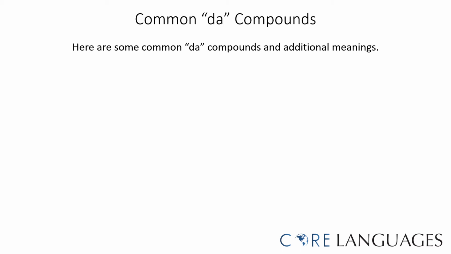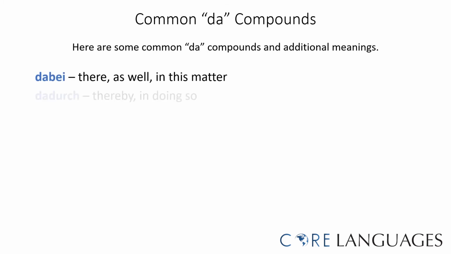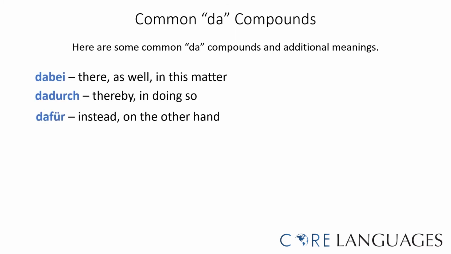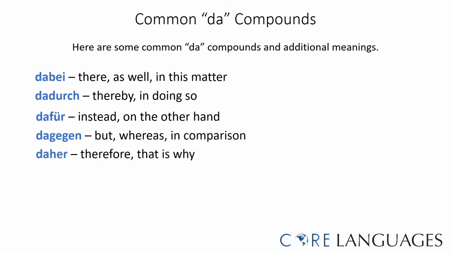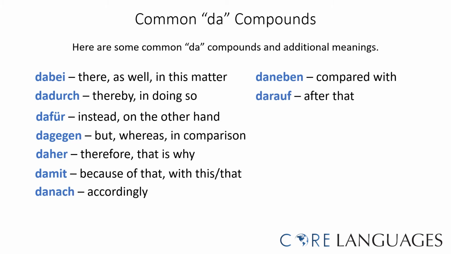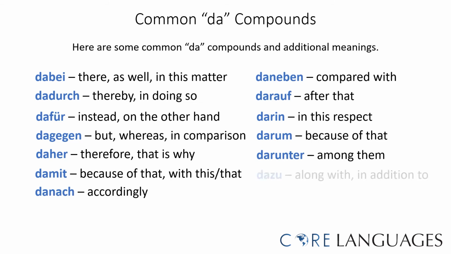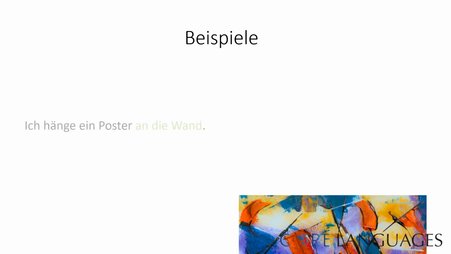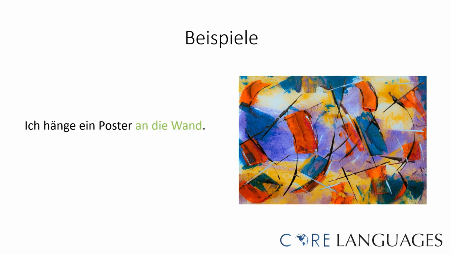Sometimes da compounds have additional translations or meanings that are not directly depending on the preposition. Here are some common da compounds and their additional meanings. Dabei, dadurch, dafür, dagegen, daher, damit, danach, daneben, darauf, darin, darum, darunter, dazu. Here are some examples, or Beispiele, of sentences using da compounds.